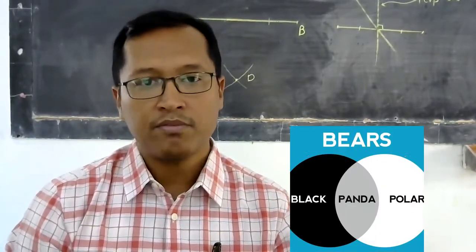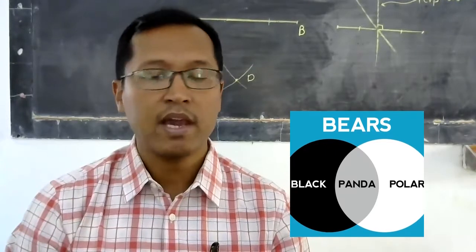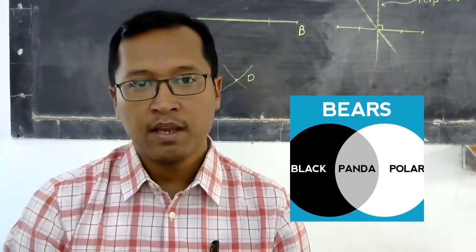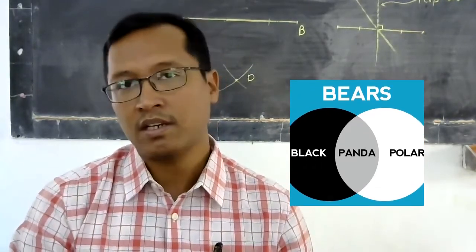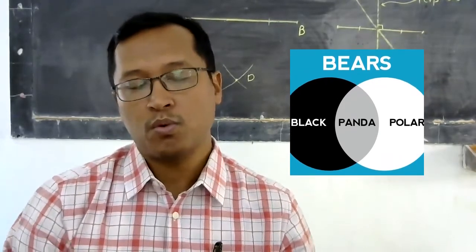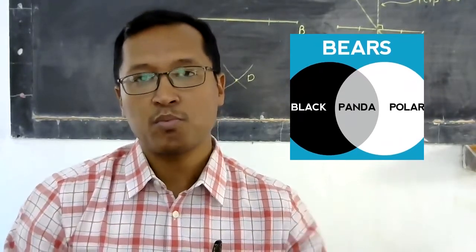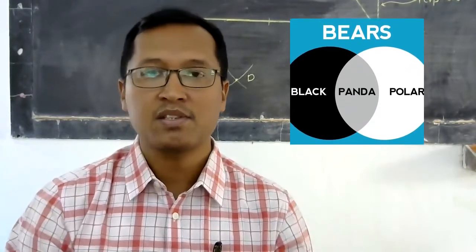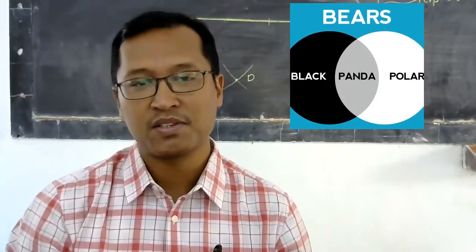Like for example, we have black bears and we have white polar bears. And then we also have pandas that are bears but also are black and white. So Venn diagrams help us to put them in categories based on these characteristics.